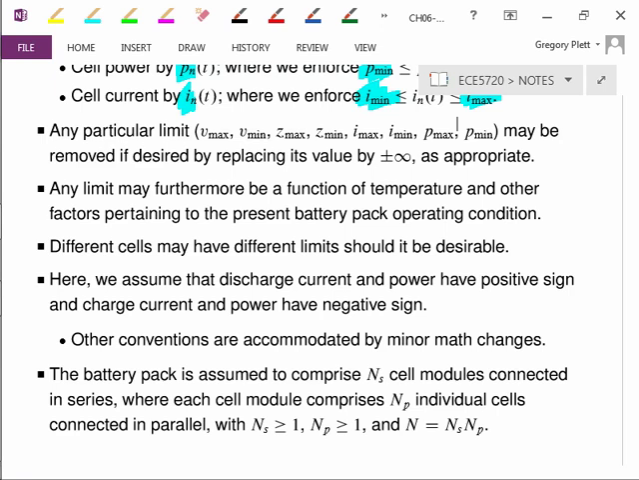So the battery pack has NS for number of series cell modules connected in series, and each cell module is NP individual cells connected in parallel. And NS is bigger than 1, and NP is bigger than or equal to 1, and N is the product of those two. Those are the preliminary definitions required for this chapter. It's the basic idea. And now we proceed to look at a couple of different ways of computing power to meet these needs.